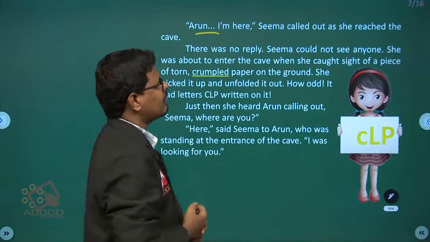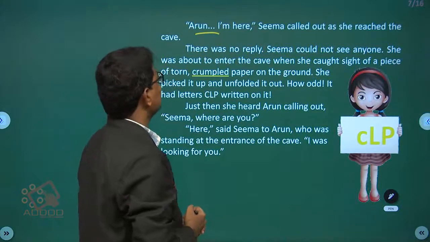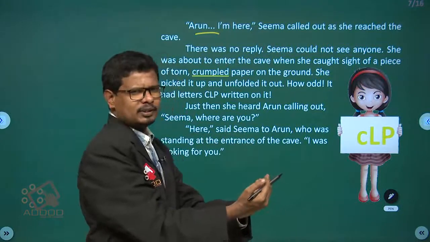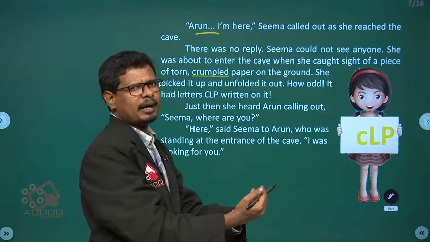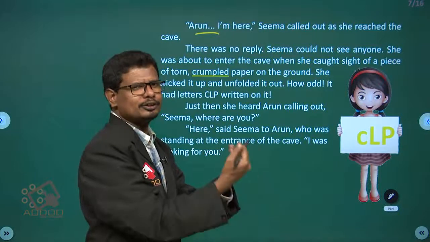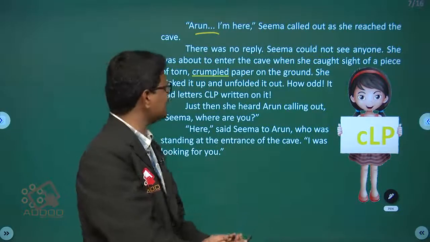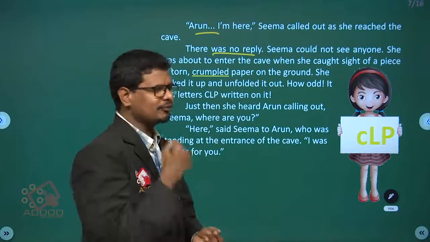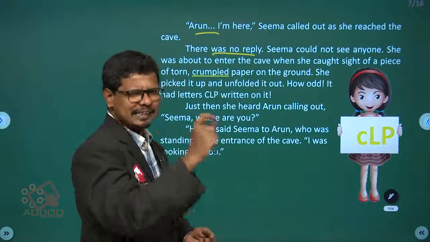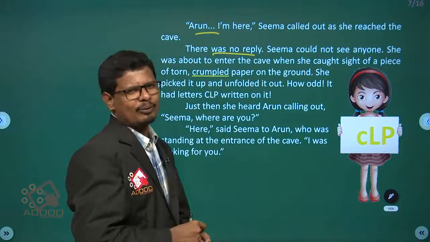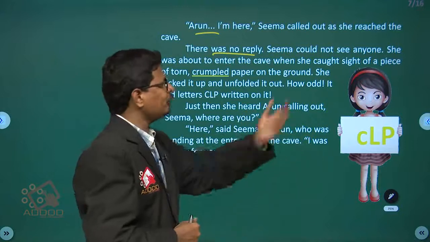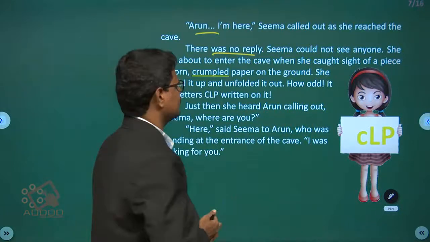"Arun, I am here," Seema called out as she reached the cave. As she was about to reach the cave, she shouted, "Arun, I am coming, I am going to catch you, because I know your favorite place," right? There was no reply. Arun did not reply, because if he replied, she would know exactly where the sound had come from, right? So she could catch him immediately. So Arun did not reply, and he was quiet.